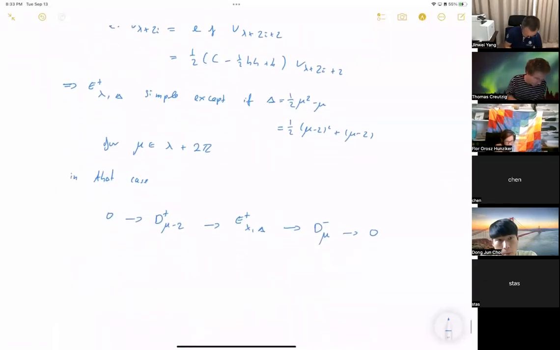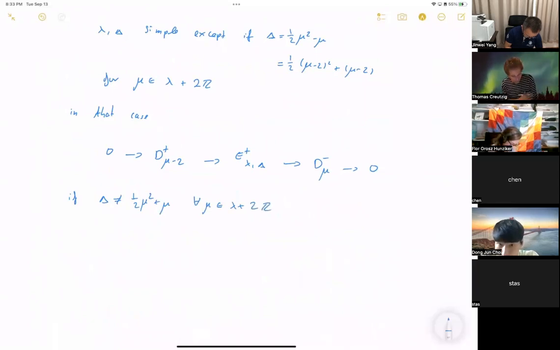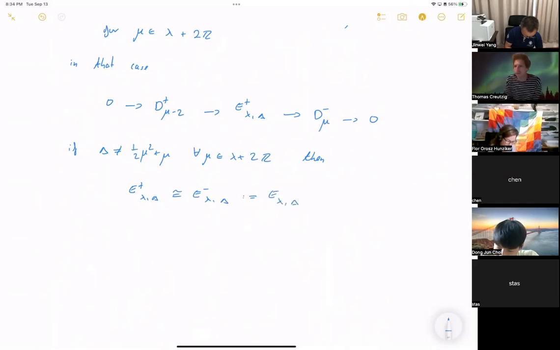And this choice doesn't make a difference generically in the following sense. So let me write it down. If delta is not of the special type, so if I can't write delta as 1/2 mu squared plus mu for any mu in the same coset as lambda, then what do we have? We have that E plus lambda delta is isomorphic to E minus lambda delta, and that's quite easy to see. And so then it doesn't really make sense to have this. It makes the superscript redundant, so we remove it.